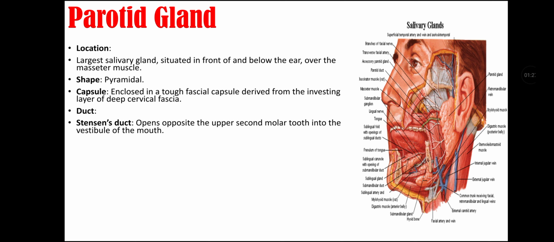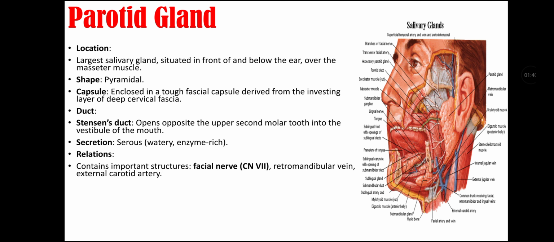Its duct is called Stensen's duct, that opens opposite to the upper second molar tooth into the vestibule of the mouth. Its secretion is serous secretion, that is watery and enzyme-rich. Its relations include important structures like the facial nerve, that is the seventh cranial nerve, the retromandibular vein, and the external carotid artery. And these are the important relations of the parotid gland.